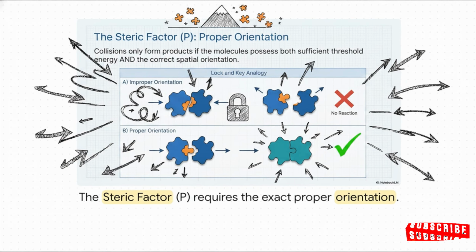Well, the answer is geometry, specifically something called the steric factor, labeled P. It turns out that just having enough energy to climb the mountain isn't enough. The molecules must crash into each other facing the exact right direction. Think of the classic lock and key analogy we've got right here. In scenario A, the molecules definitely collide, but their orientation is totally wrong. They just bounce harmlessly off each other, no reaction at all. But in scenario B, they approach with the proper alignment. The key fits perfectly into the lock, leading to a truly effective collision and successful product formation.